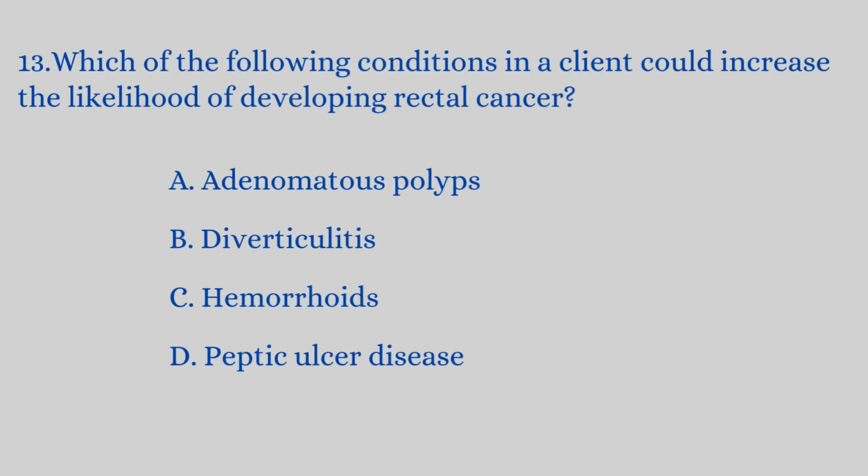13. Which of the following conditions in a client could increase the likelihood of developing rectal cancer? A. Adenomatous polyps. B. Diverticulitis. C. Hemorrhoids. D. Peptic ulcer disease.